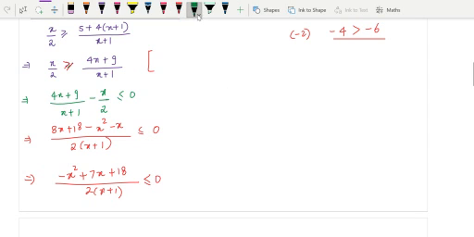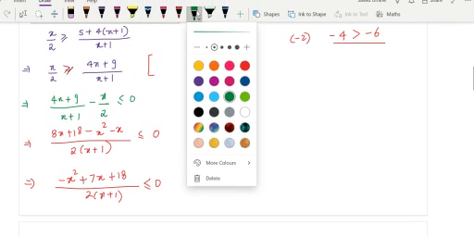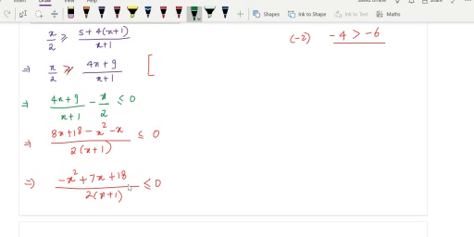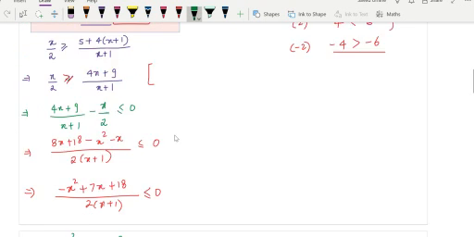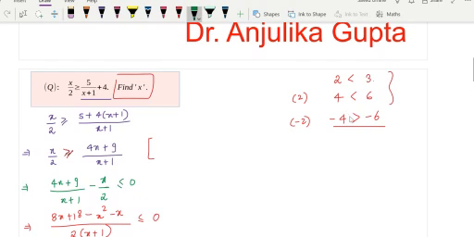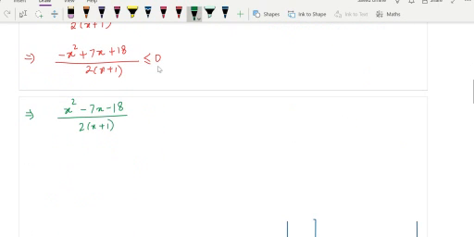Okay, now what do I do? Let me do one simple thing. I will multiply by negative 1 throughout, just to make things simpler. If I multiply by negative 1, what is going to happen with the inequality? Because I am multiplying by a negative number, just now we said that inequality gets reversed when you multiply by a negative number. So you get that this is greater than or equal to 0.